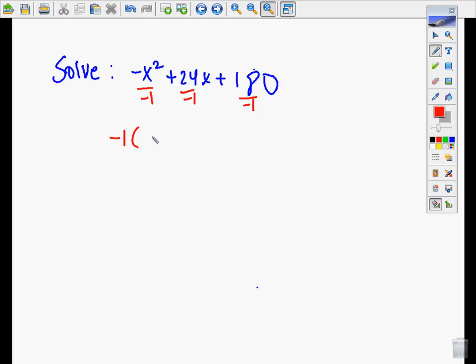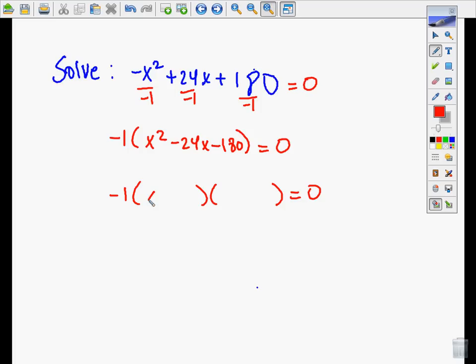This is going to give me a positive x squared minus 24x minus 180. And I still need to have equals 0. I forgot to put that for the example. So negative 1 just comes along for the ride. I still have an x and an x. I know I need one of them to be positive, one of them to be negative, since I have a negative 180, and factors of 180 that differ by 24.